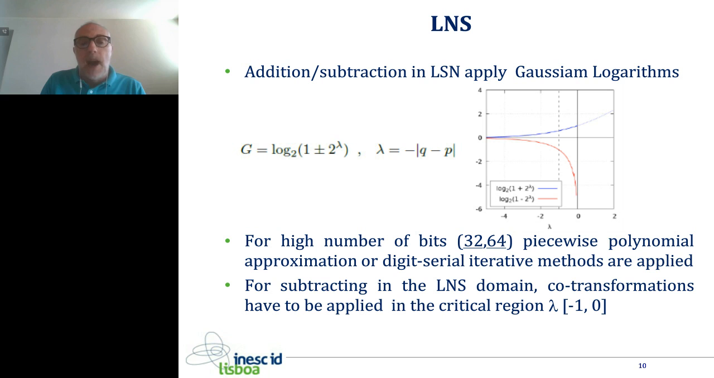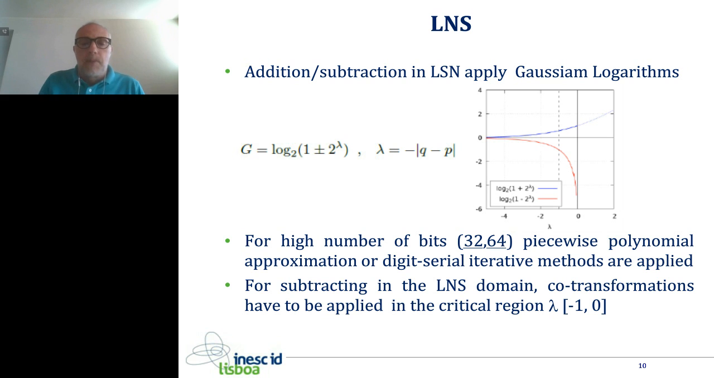So what you have is that for a high number of bits, like 32 or 64, you cannot fully represent this type of logarithmic numbers in LNS by filling the lookup tables, because you need a huge amount of memory. So what we did is that we just pick and store some points, and then we apply piecewise polynomial approximation or digit-serial iterative methods just to get the other values in between these stored fixed values that we have in the lookup tables.